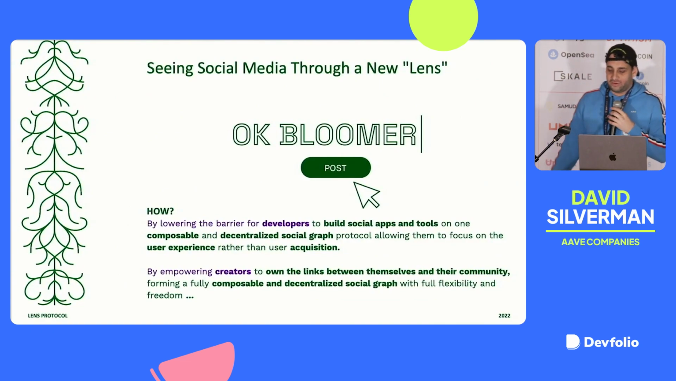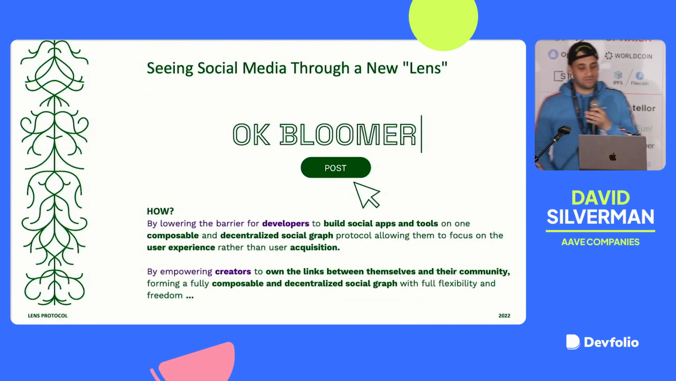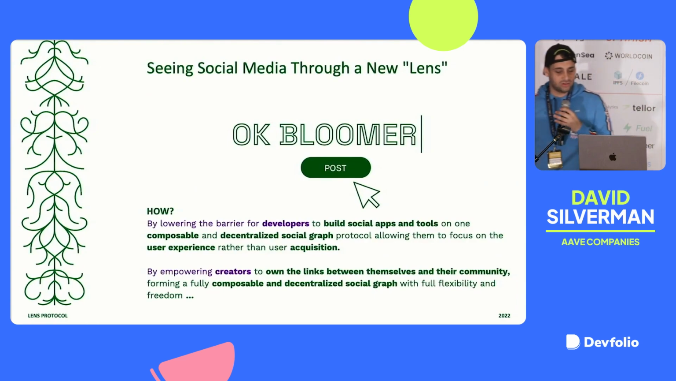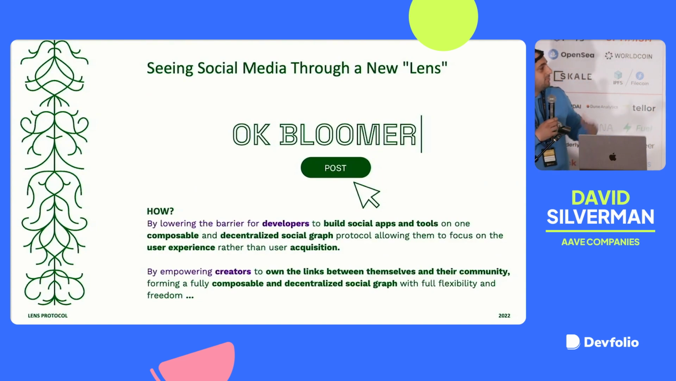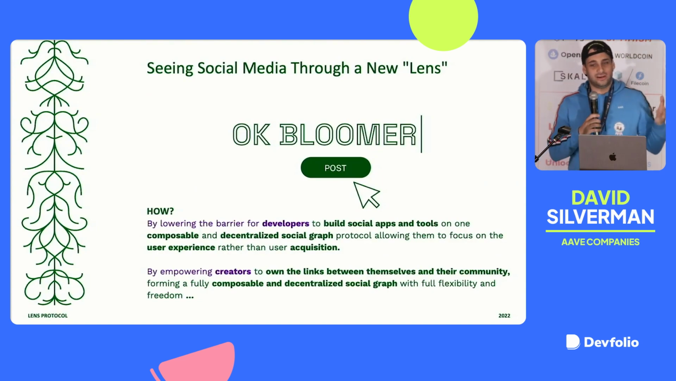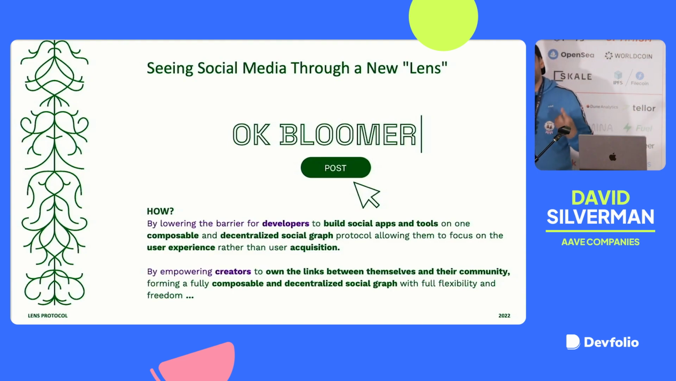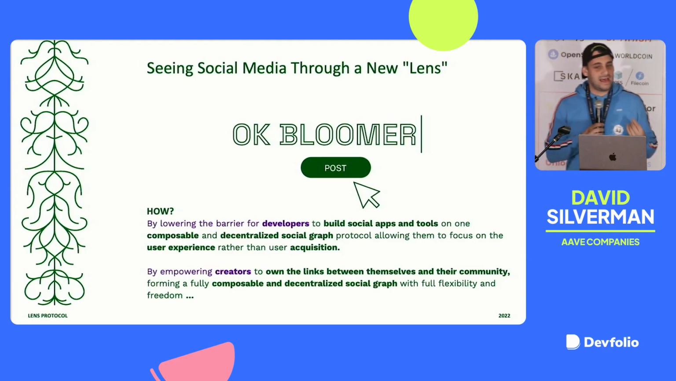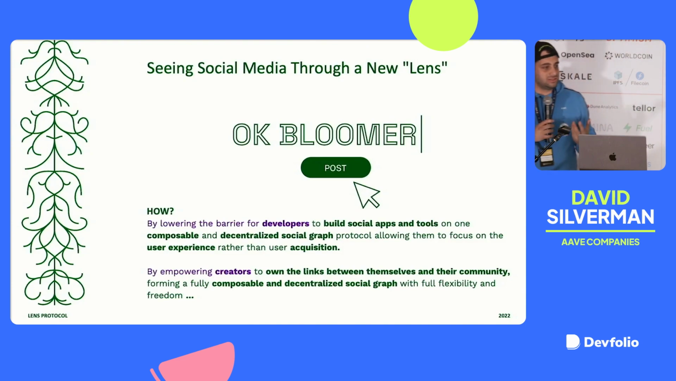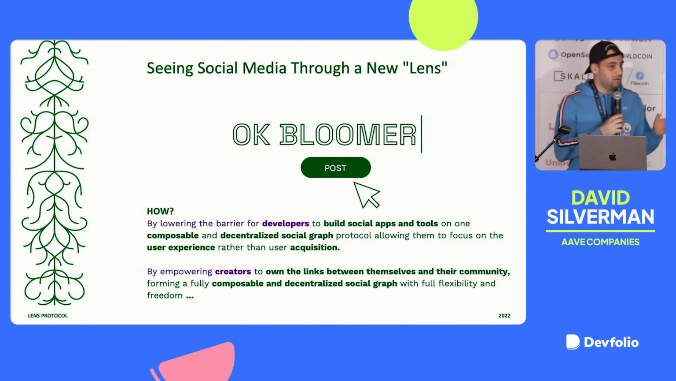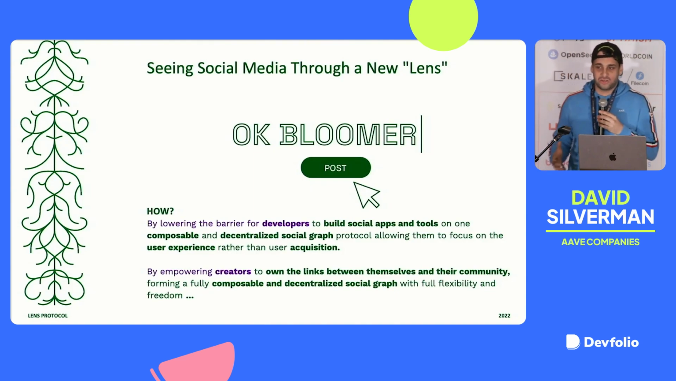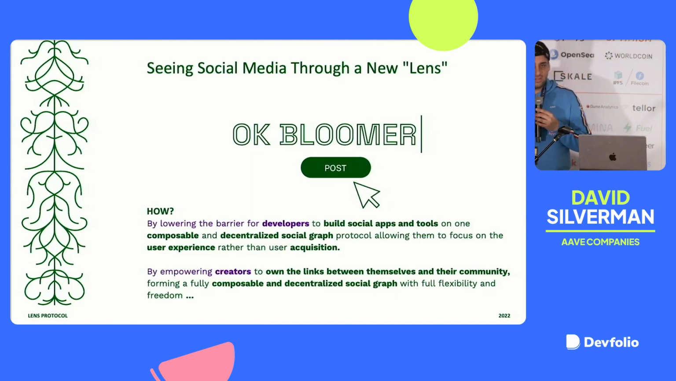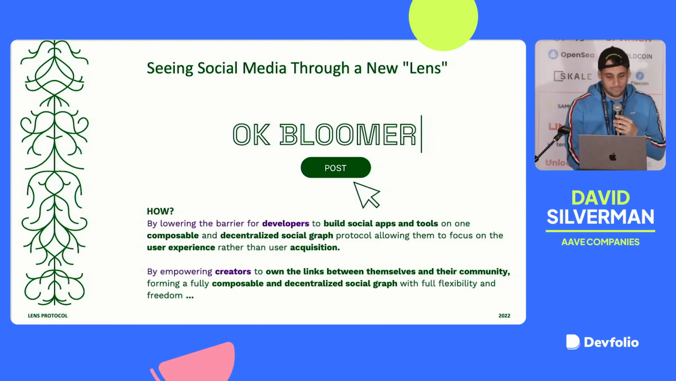So we are going to lower the barrier for developers by making it really easy to build social apps and tools on a composable, decentralized social graph. And the key thing as a developer, you get to focus on the user experience and not customer acquisition. Lens is named after this plant, the Lens culinaris. It fertilizes the soil, allowing other plants to grow alongside it. Lens apps want all of the apps in the ecosystem to do well, because data generated on one app is available to a different application. As long as you're in the Lens ecosystem, everybody wins. It is a collaborative game, not a zero-sum game.